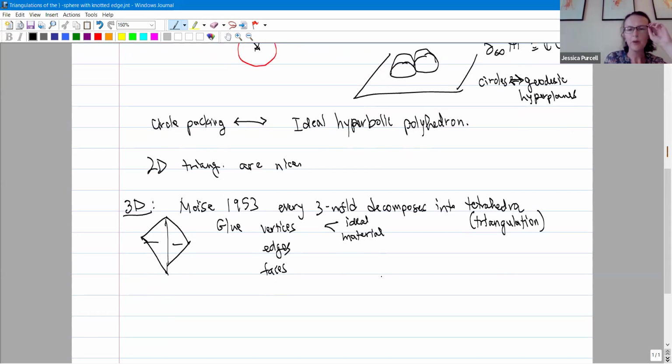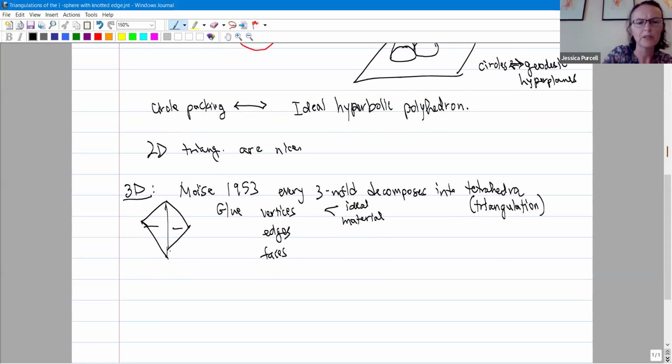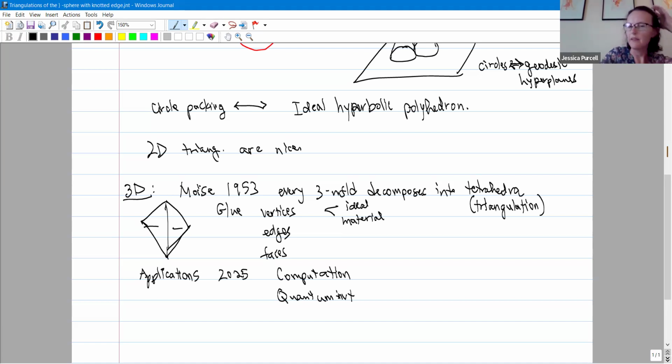And triangulations of three-manifolds are becoming quite important. So there are lots of modern applications that maybe weren't expected in 1953. But one of these is computational topology. A lot of computational tools in three-manifold topology use triangulations to represent three-manifolds. I guess there are a lot of quantum invariants as well, that take in something like a triangulation, and they'll give you a three-manifold invariant.